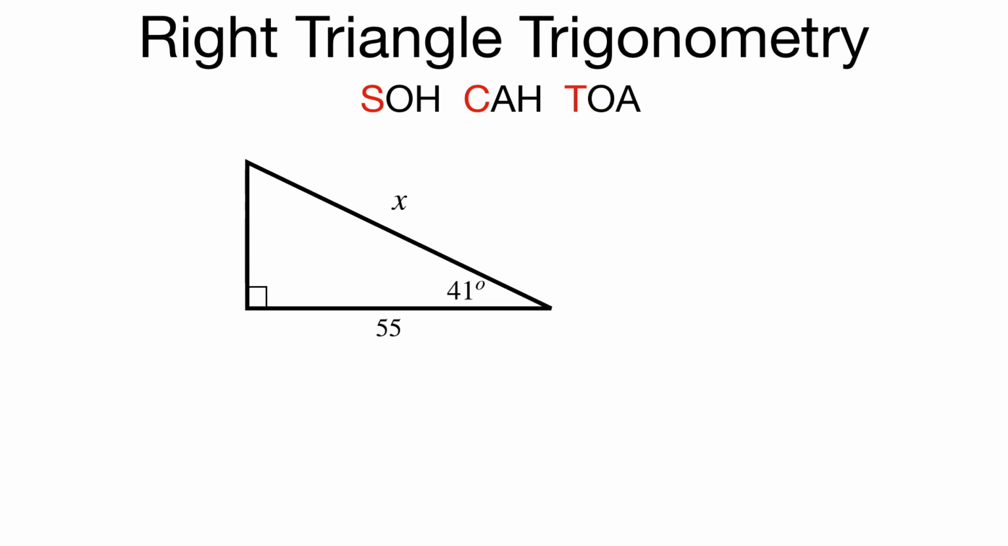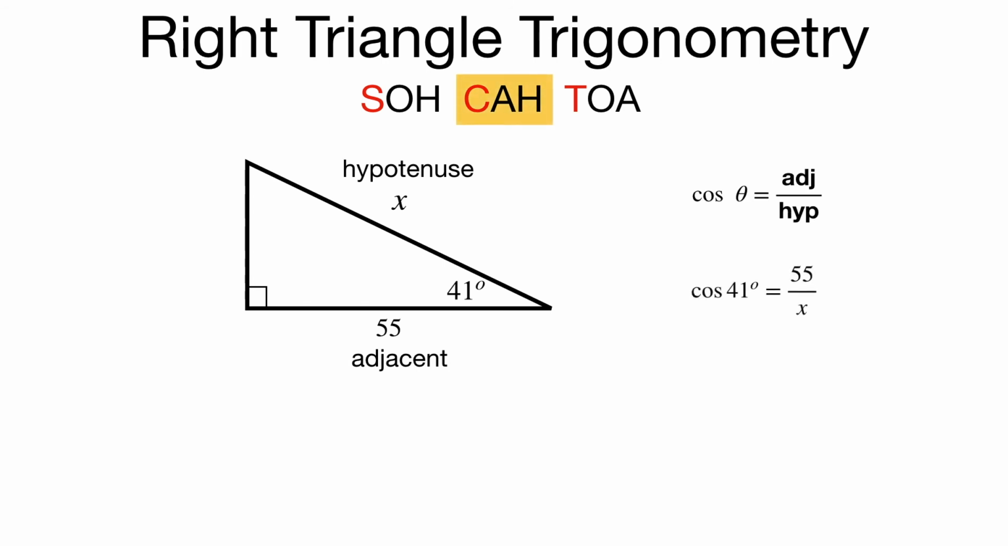All right, my final example here. So I know the adjacent, I know the hypotenuse. Adjacent, hypotenuse, that is cosine. Cosine is adjacent over hypotenuse. Making my substitution, cosine of 41 is 55 over x. And then I can do that swap thing again. And x will be 55 over the cosine of 41 degrees.